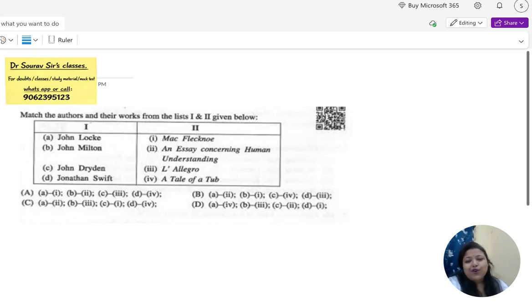So let's focus on the question first, then we will talk about something else. I think it is question number 3 from our PUBDET series of English literature. Match the following. We have got to match the authors and their work from lists 1 and 2 given below. John Locke, John Milton, John Dryden, Jonathan Swift; Mac Flecknoe, An Essay Concerning Human Understanding, L'Allegro, A Tale of a Tub. And the combinations are given.